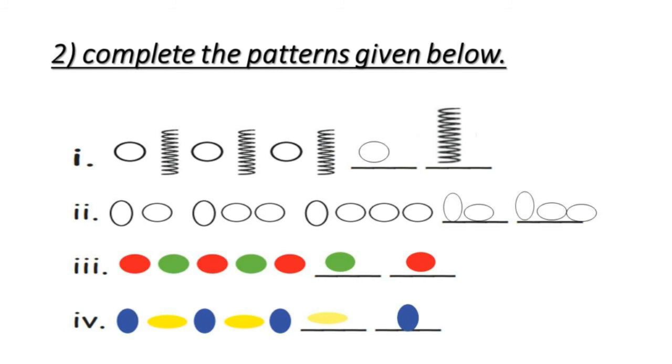Fourth sum is oval. It is a colored oval. So blue color oval. Next is yellow color. Next is blue color. Next is yellow. Next is blue. Then what comes next? Yes, it is yellow oval. And then blue oval.